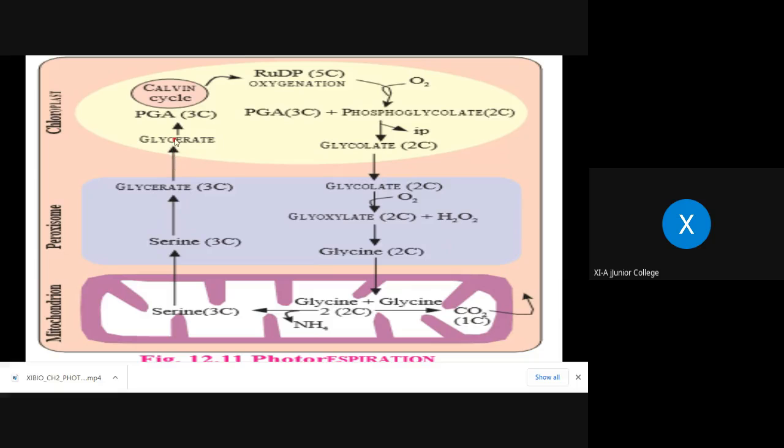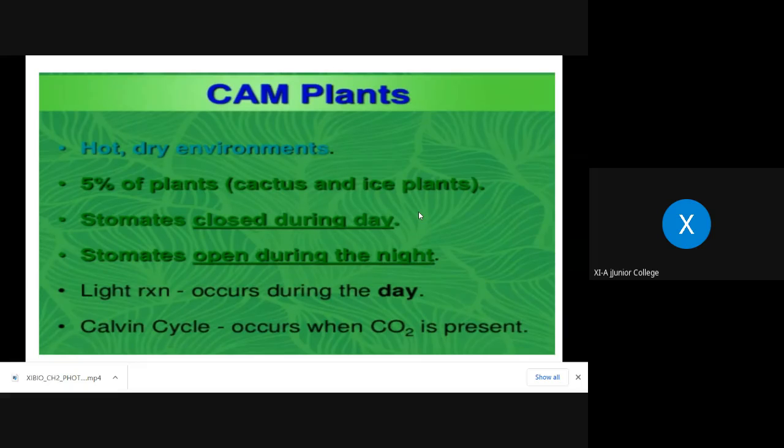So you need not give much concentration to this photorespiration. Just try to understand that photorespiration is a part of C3 plants. Now, the alternative pathways, as I told you, like C4 and CAM, that is crassulacean acid metabolism, is the process where one more alternative pathway is shown by some of the plants which live or grow in a hot, dry environment.